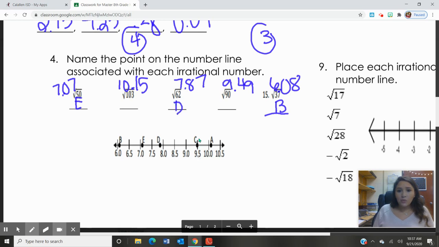And then I have C, which is at about 9.5. So that goes to the square root of 90. And then I have A, which is greater than 10. So that's going to be the square root of 103. Okay, so that was number 4. Let's go ahead and look at number 5.